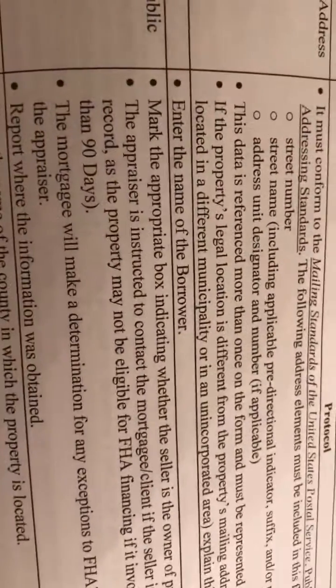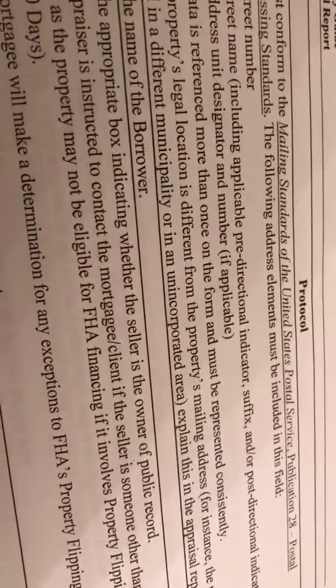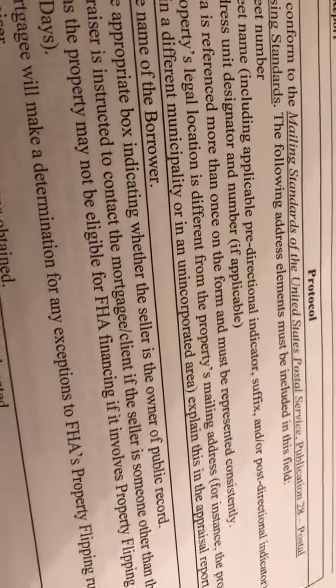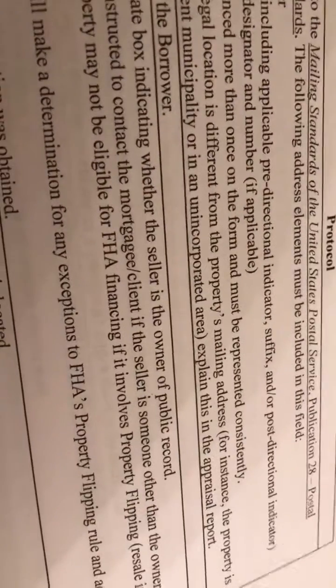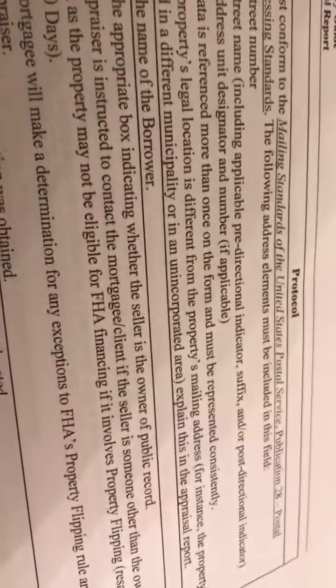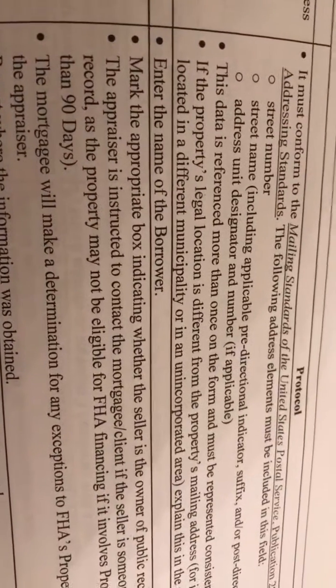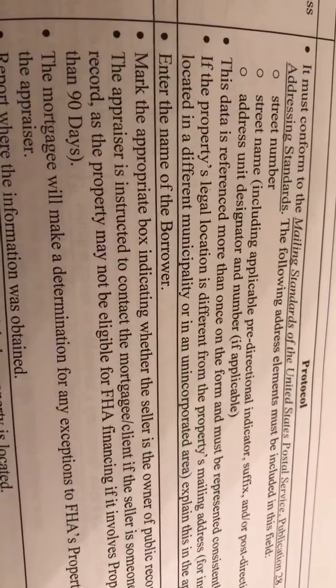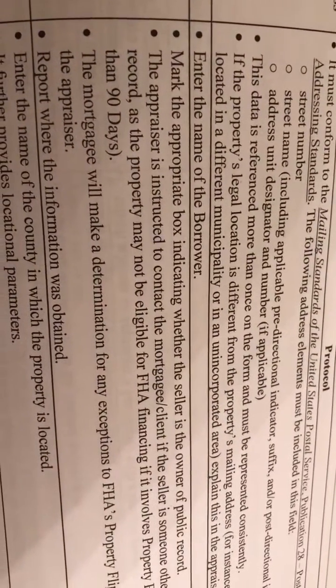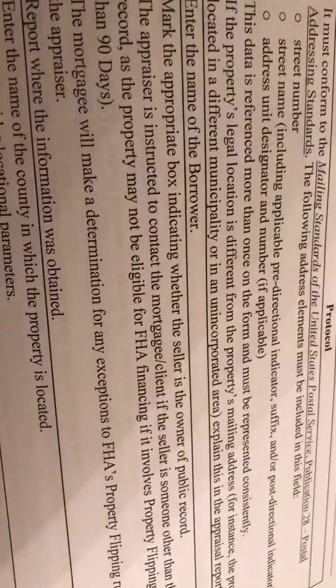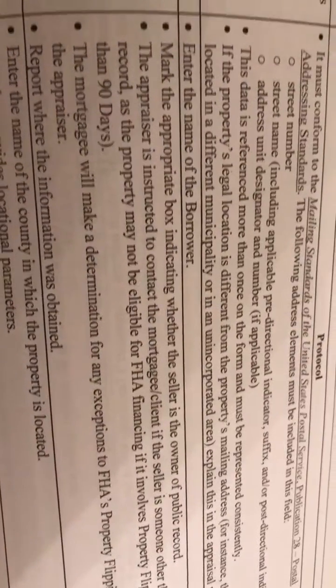Street number, street name, including applicable pre-directional indicator, suffix, and/or post-directional indicator. Address unit, designator, and number, if applicable. This data is referenced more than once on the form and must be represented consistently.